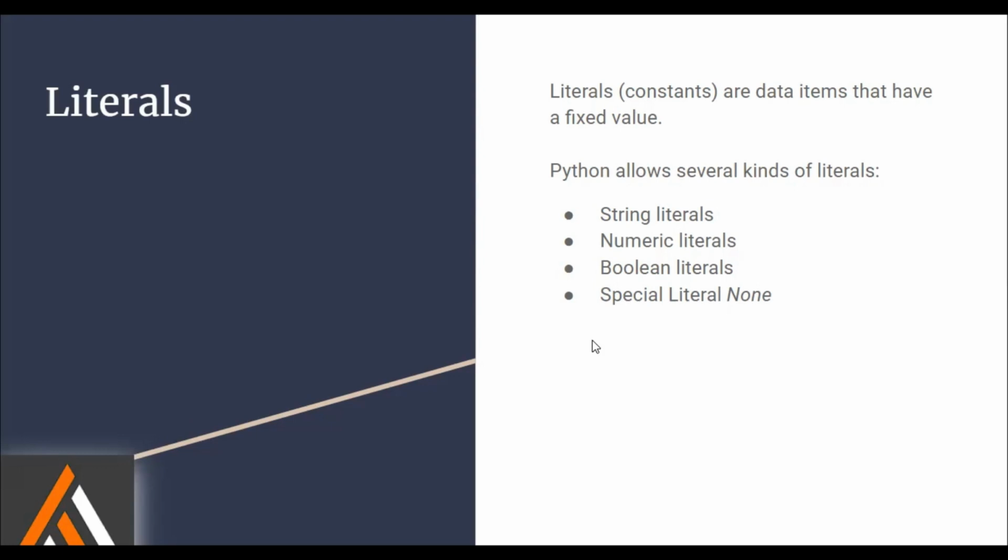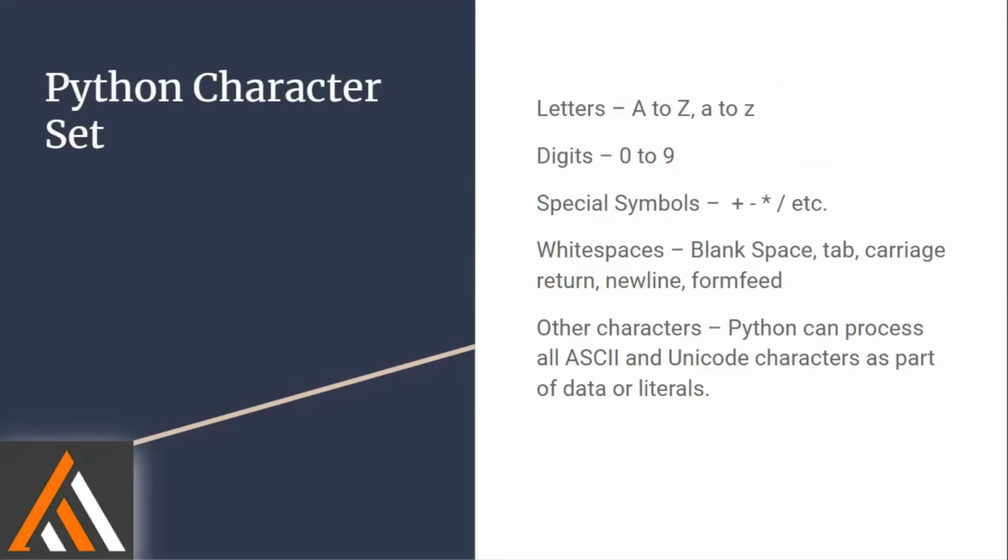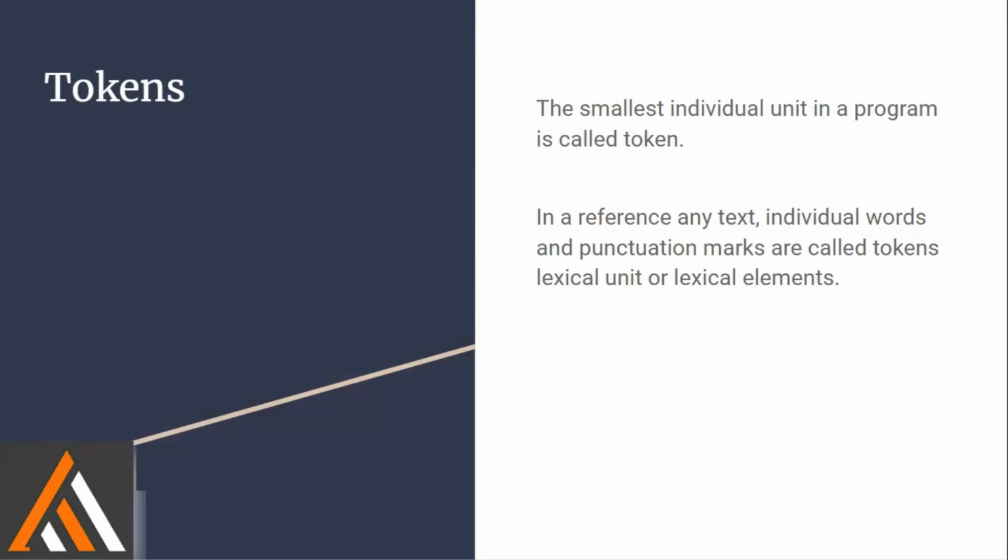So let us revise what we did. We started with the Python character set. Always remember, a programming language is formed with the help of a character set, and that character set has to be known by all, because we have to understand what is allowed and what is not allowed. Then we came to tokens, where tokens are the smallest individual unit of a program, and they are the base of forming the program. So tokens are considered as keywords, identifiers, literals, operators, and punctuators.